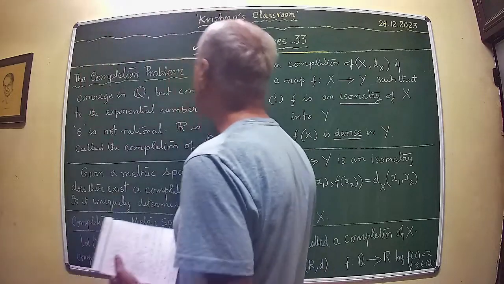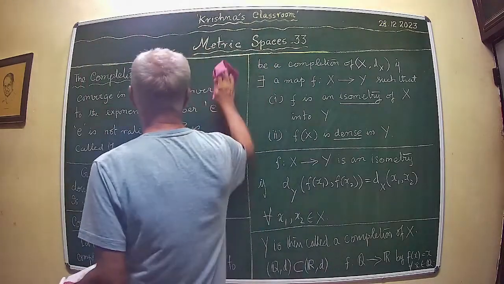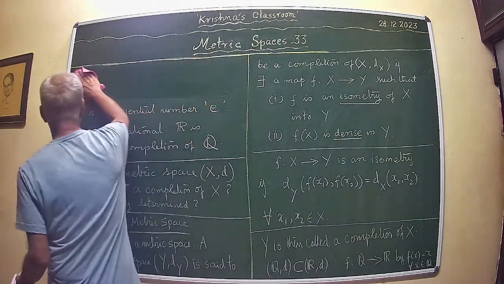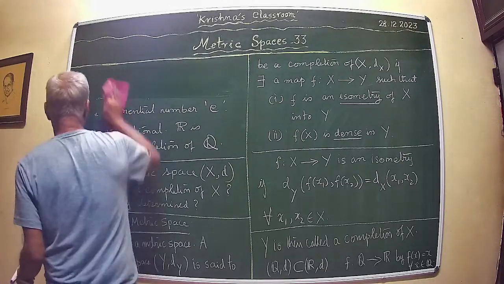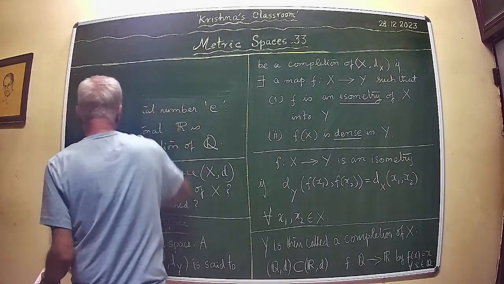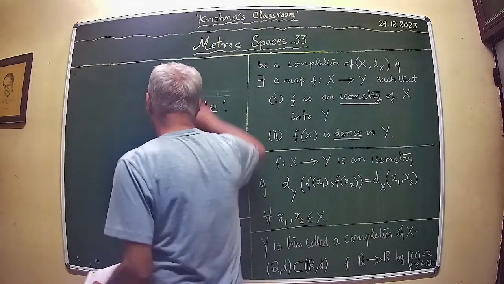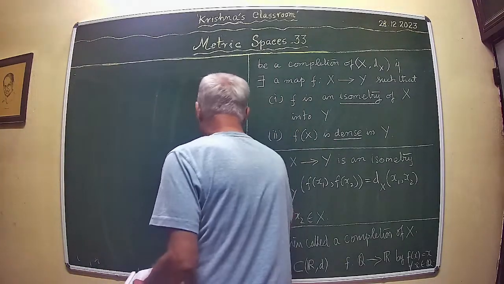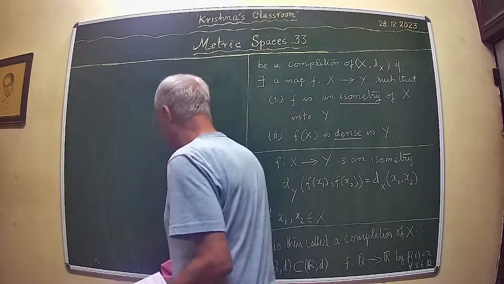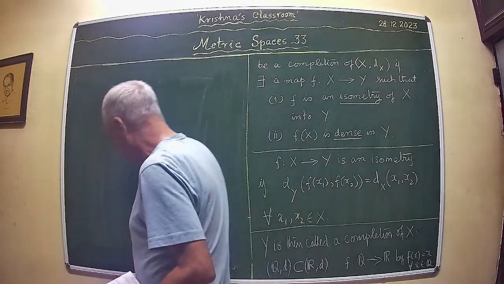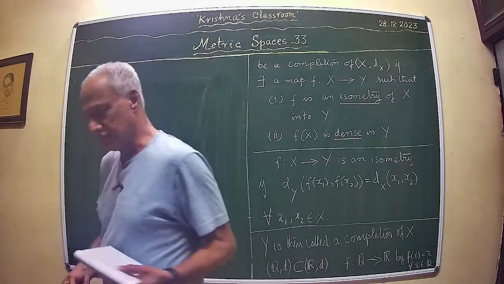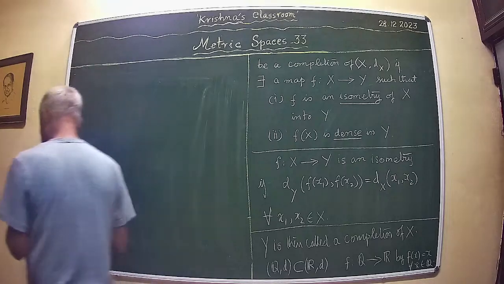Okay. Now let us try to work out this problem. Now meanwhile, we will just give some examples of isometry just to be familiar with what this property is all about.